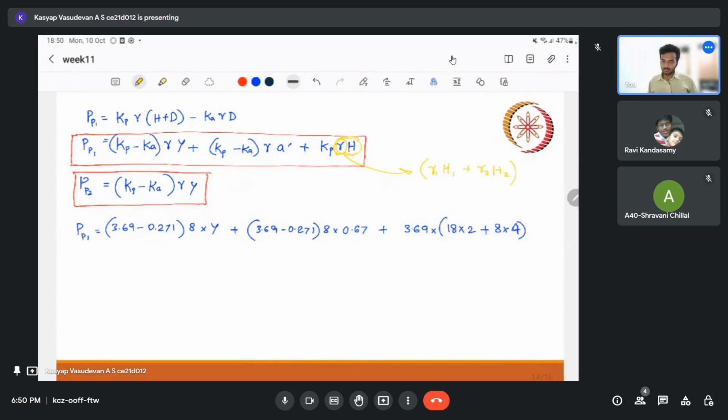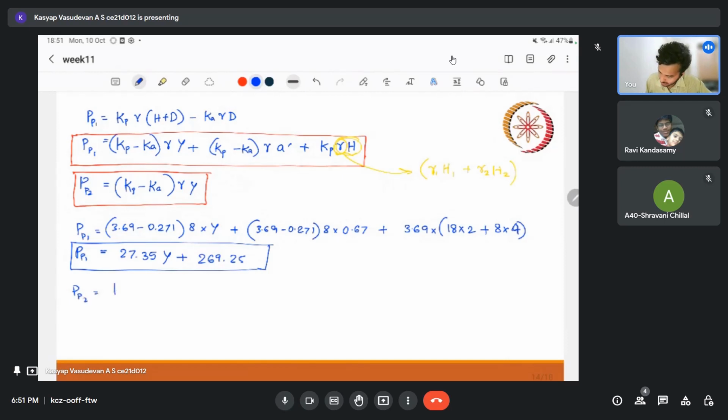So I can solve this and arrive at a value that pp1 is equal to 27.35 y plus 269.25. So here we have pp1 in terms of y. Y is an unknown, we don't know yet. That is the whole idea. Y is the thing that we are trying to find out.